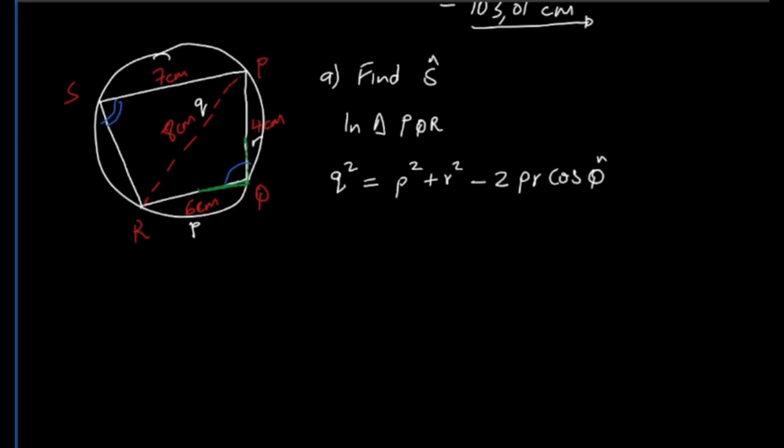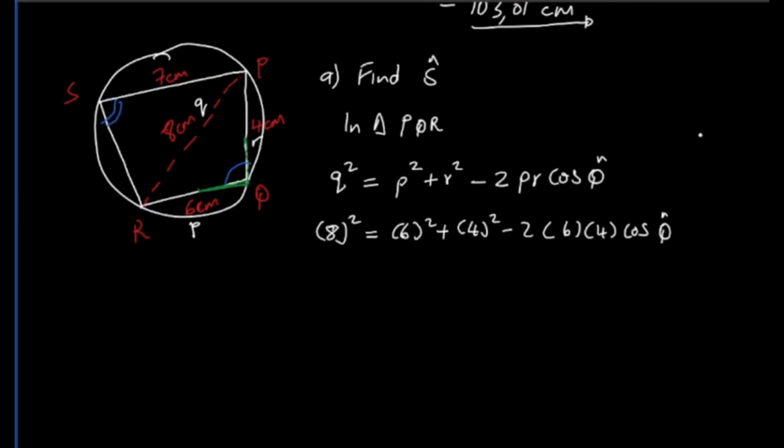Then you substitute. What is your small q? It's given as 8, so this will be 8 centimeters squared, and this is equal to, what is your p? Small p is 6, right? Squared, and then plus your r, which is 4, squared, minus 2 into p, which is 6, r, which is 4, and the cos of that Q is what we are looking for. Let's punch it on the calculator first. What is 8 squared?